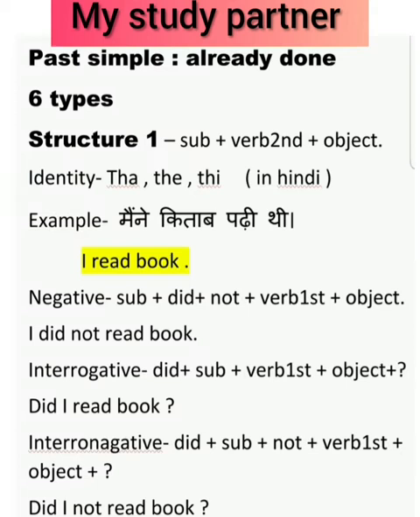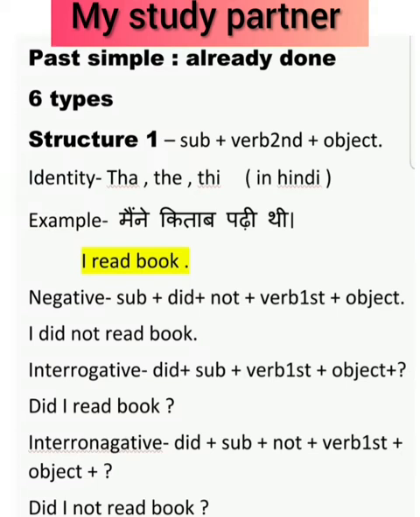The first structure you can see here is subject plus verb's second form plus object. Here we have the verb's second form, and always remember one thing: this is the only sentence in English where we use the verb's second form. You can say that the second form was born to be in past simple first type, only positive sentence. That's all you need to remember.